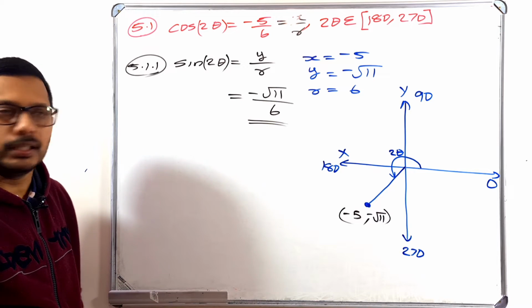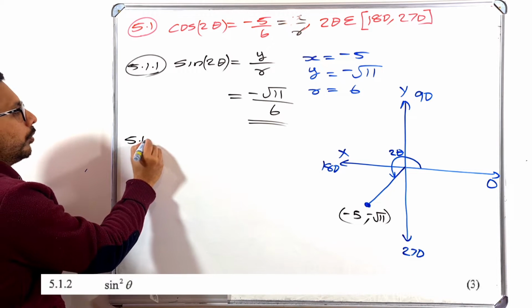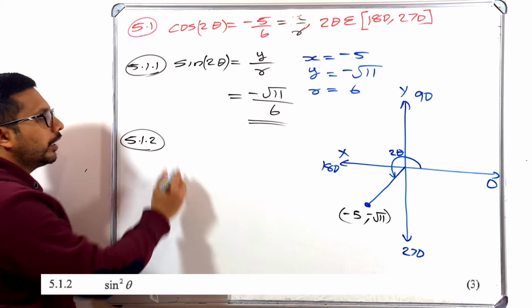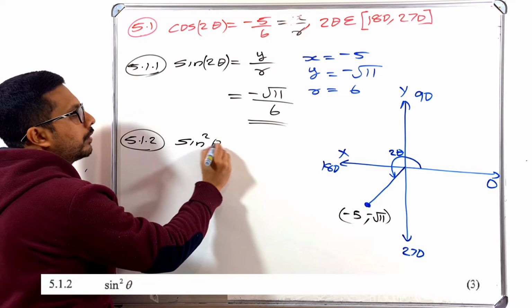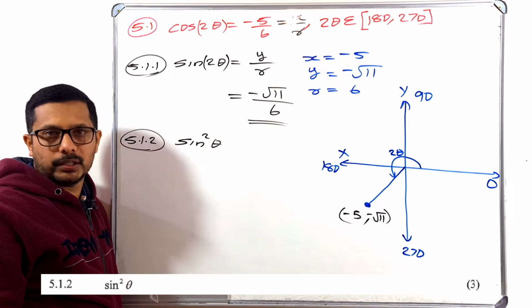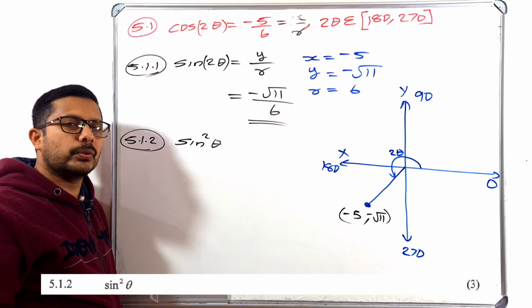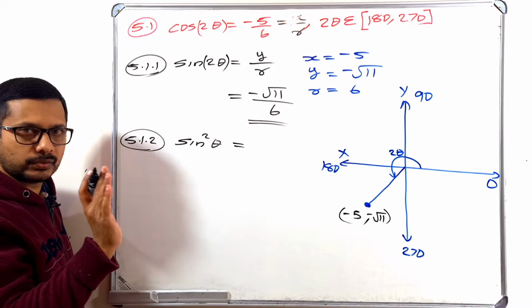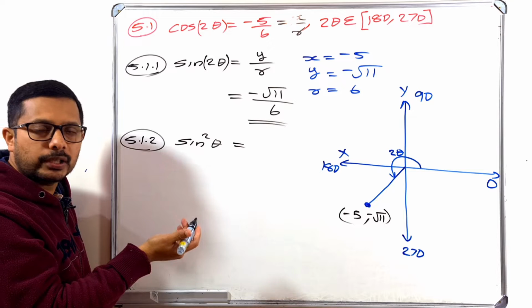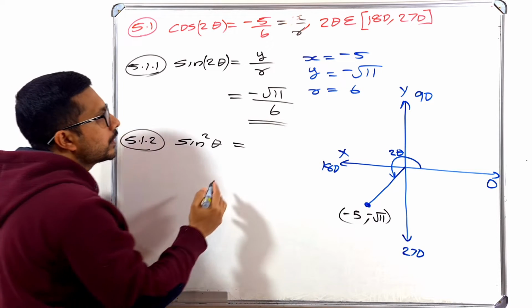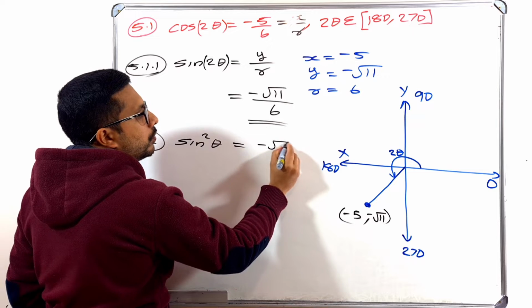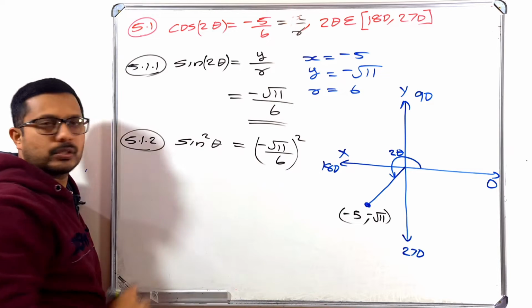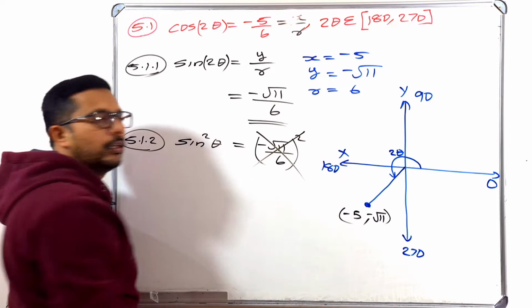That's all. Now the second question, 5.1.2. What is that question? Sine squared theta. You have to find the value of sine square theta. How can you find it? Maybe some of you are thinking that sine theta is opposite side by hypotenuse, opposite side is y, so it is minus root 11 divided by hypotenuse 6, then square that one because here it is square. But that one is wrong.